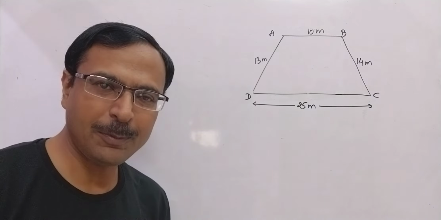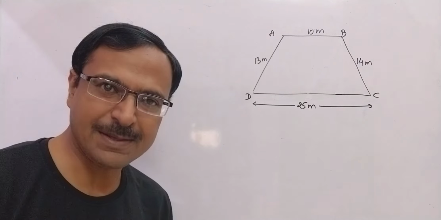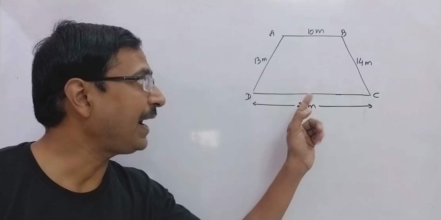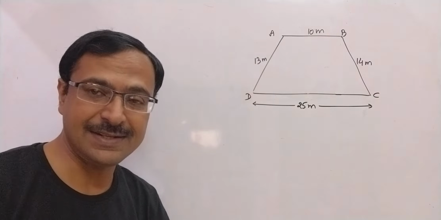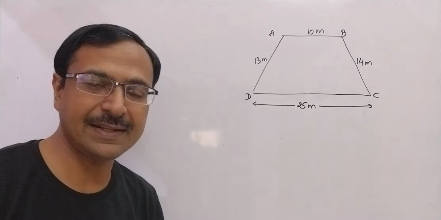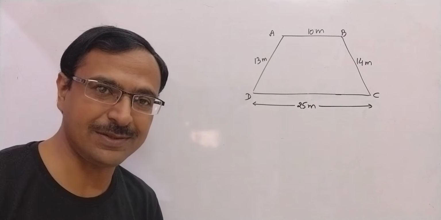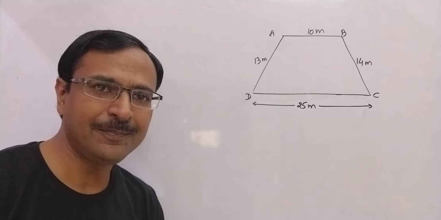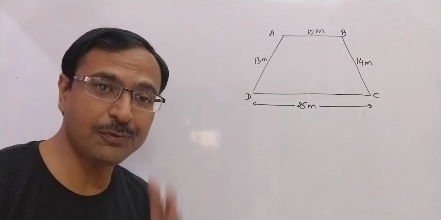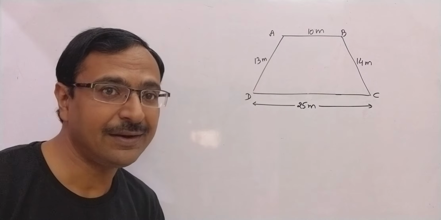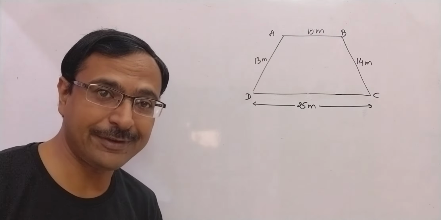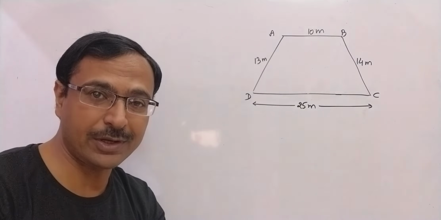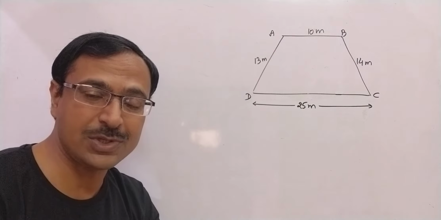Now this is a problem of finding the area of a trapezium whose parallel sides and non-parallel sides, all four side lengths, are given in the question, and you have to find the area. There is no formula in which you can use the four sides directly to find the distance between the parallel sides, because that's what is required to crack this question.